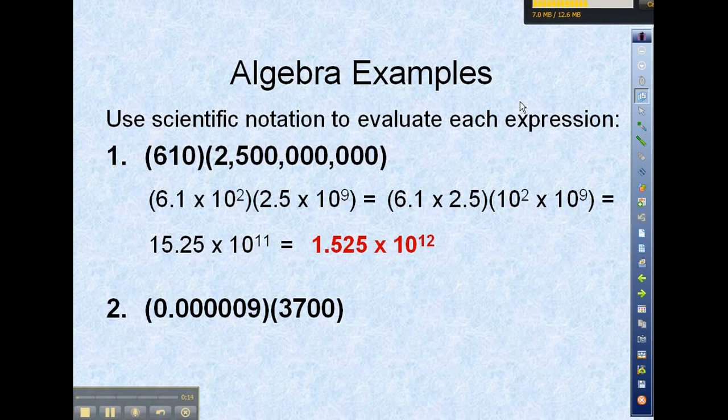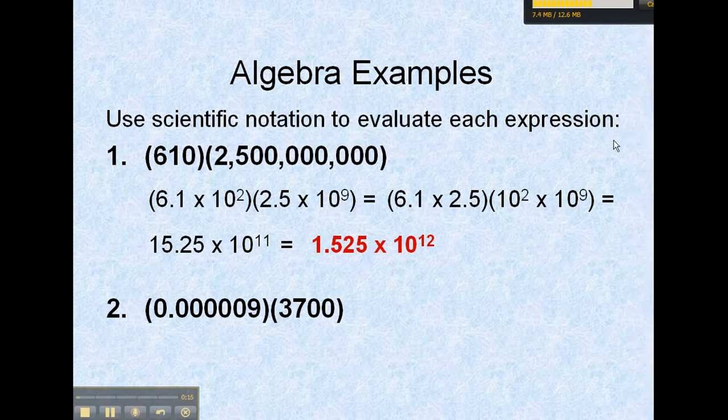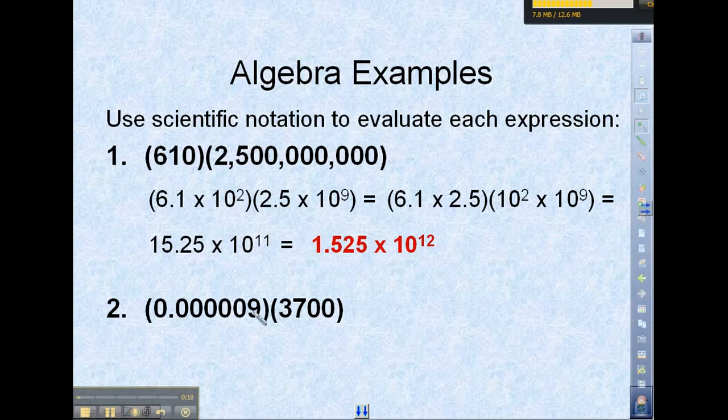On number 2, we're going to multiply those two numbers together. Let's do this. Let's convert this to scientific notation. That's a really small number. If I pick up my decimal point, I'm going to move it right there. That becomes 9 times 10 to the, it's a small number, so the exponent's negative. 1, 2, 3, 4, 5, 6. 10 to the negative 6 power.